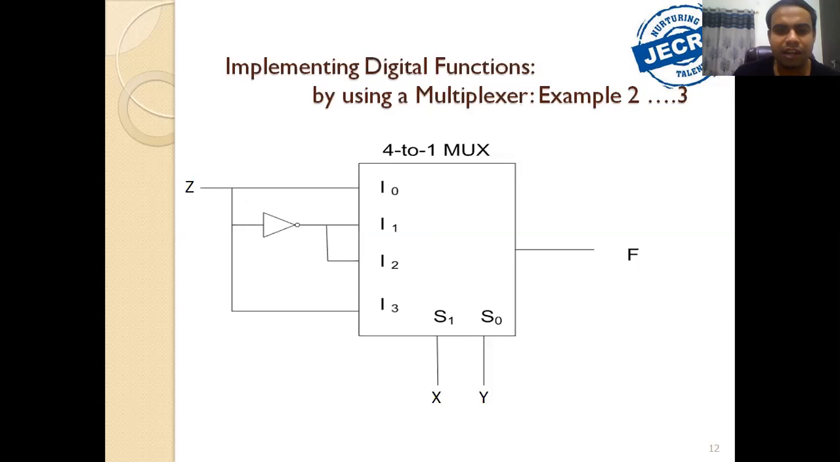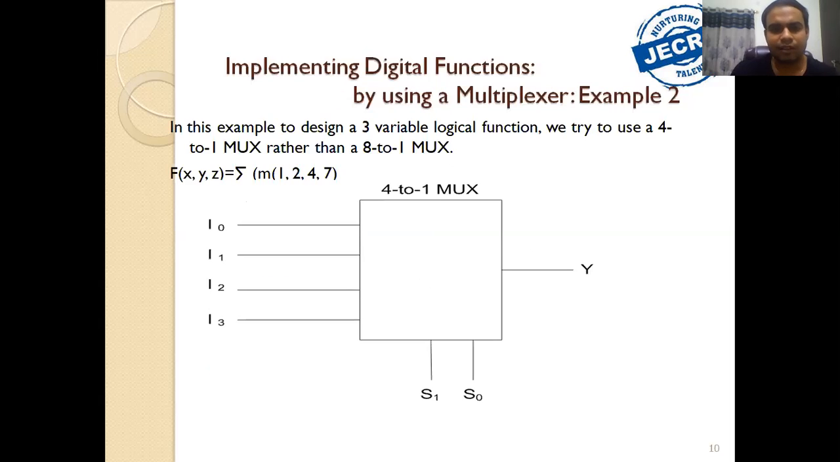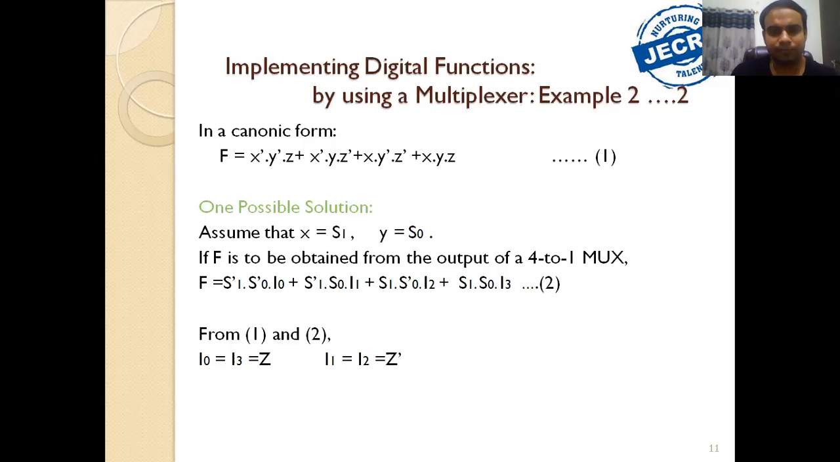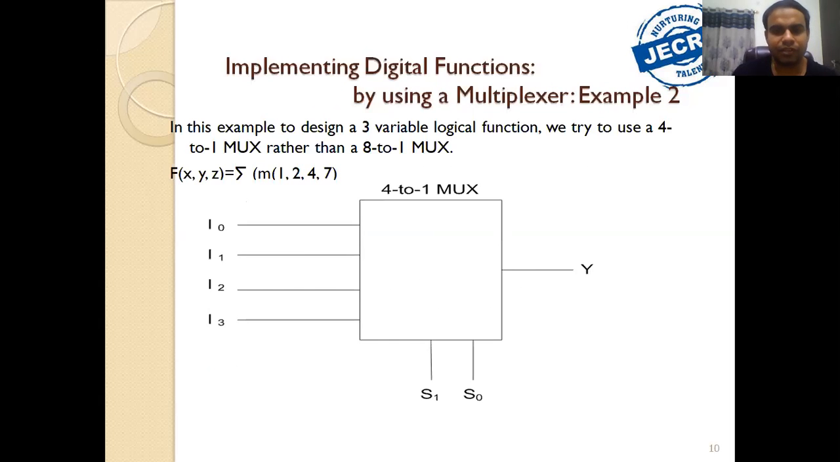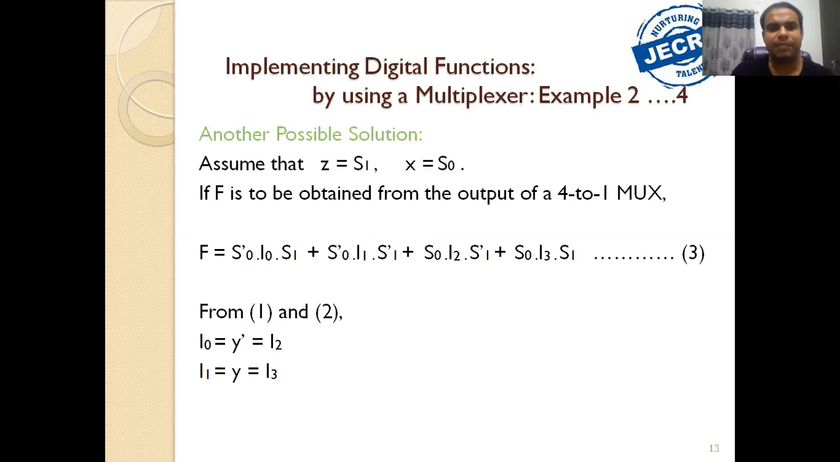So we use a NOT gate. I1 and I2 are connected to the inverted form of Z, as shown in the figure. This is a very basic implementation of the equation F(x,y,z) equals summation m(1,2,4,7) using a 4-to-1 multiplexer.